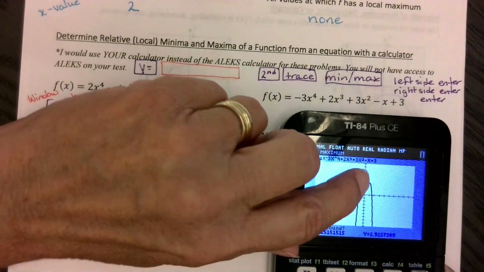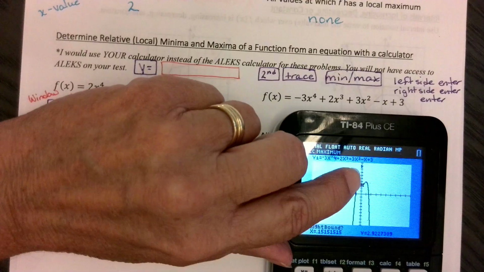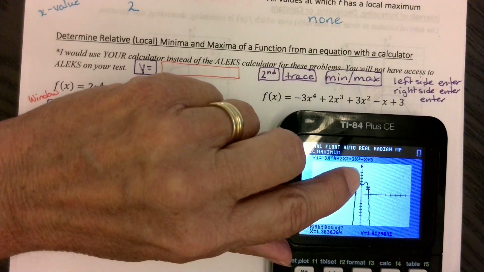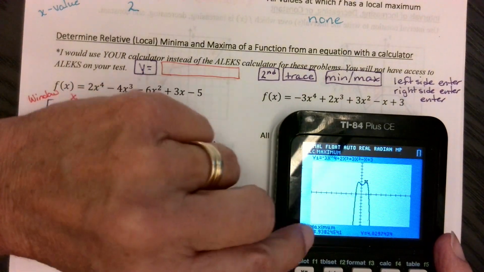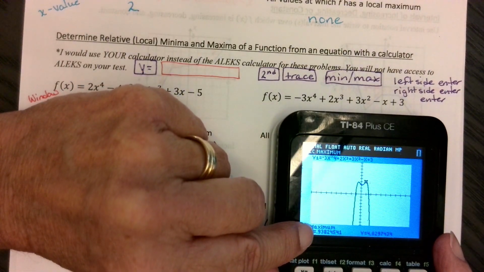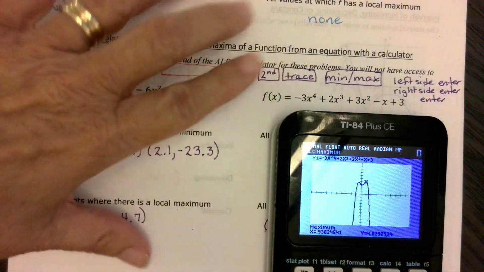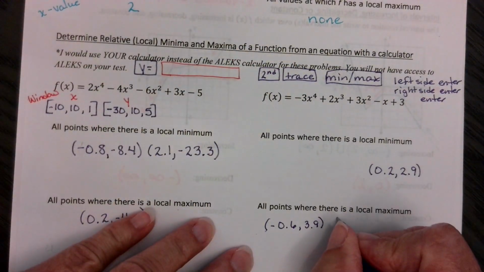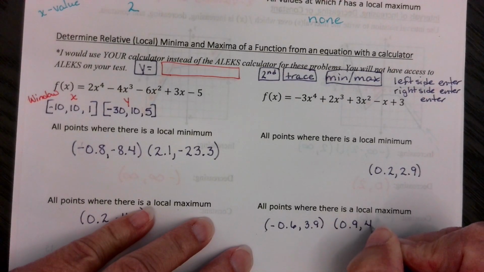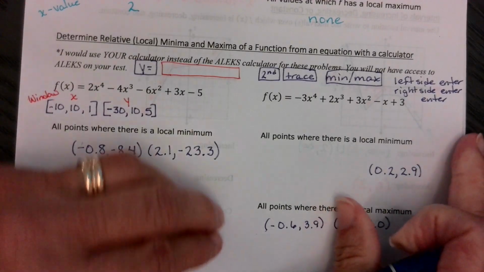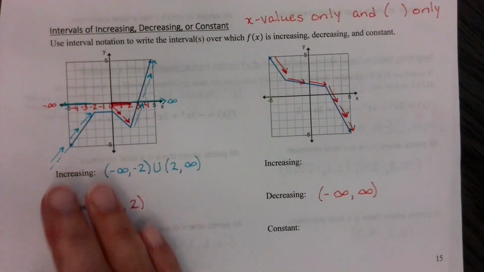That's on my left hand side of it, so I'm just going to hit enter. I could have moved it. I'm going to put it on the right hand side, hit enter, and then I'm just going to hit enter again, and I get 0.9 and 4.0. Okay, and I think that's it.